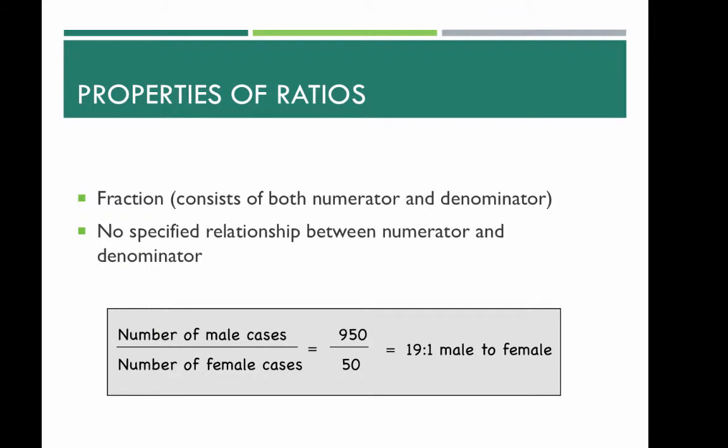So let's start with ratios. Ratios are a fraction. There's a numerator and a denominator, but there's no relationship between the numerator and the denominator. So, for instance, we might be interested in the ratio between the number of male cases and female cases. And if we divide these two numbers, then we come up with a ratio of 19:1.